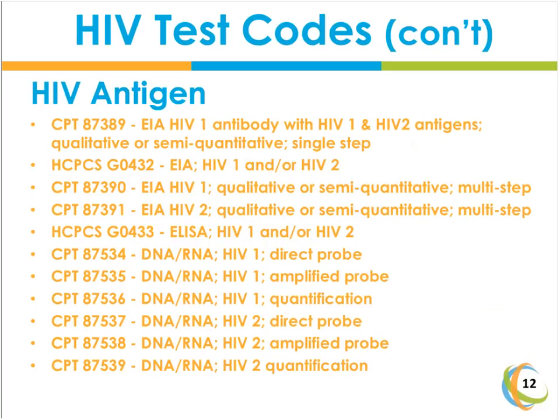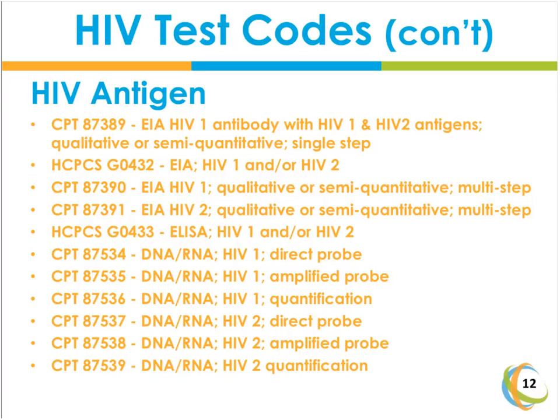The HIV antigen codes are listed here on this slide. So the first one, CPT 87389, is the antibody 1 with HIV-1 and 2 antigens. HCPCS code G0432 is HIV-1 and or HIV-2. And so again, we have this variation of code sets. You have your CPT codes, and you also have your HCPCS codes. You have to follow up with your local Medicaid agency to see which code sets are the most appropriate for that particular state.